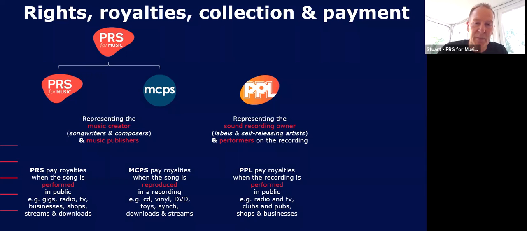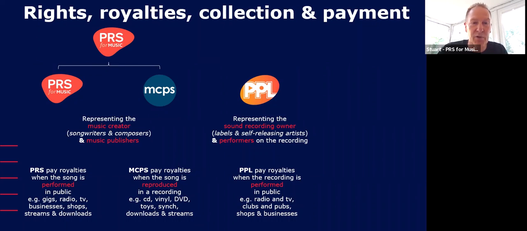The royalties that PPL pay are very similar to PRS in that they pay for the public performance of music, or more to the point, the public performance of the recording. So whereas PRS pays the songwriter, PPL pays the rights owners, the record label, for that same broadcast on radio.